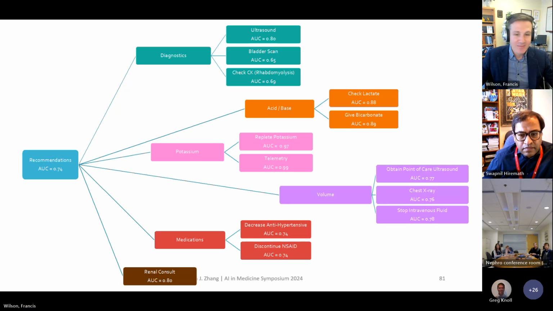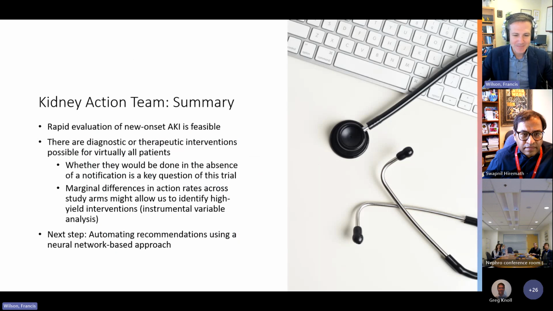Again, I'm not entirely sure the kidney action team is the gold standard because we see a lot of variation even in the kidney action team from one provider to the next in terms of what they're recommending. But I think this is an interesting future direction, to predict all this in a single model and get that into the chart.